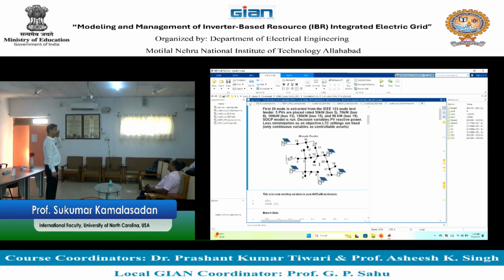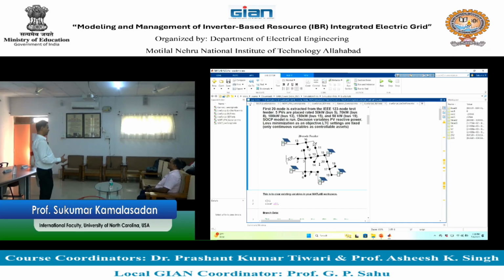IEEE test systems are systems that academics generally use to study an electric grid model. They are developed by a group called IEEE, the Institute of Electrical and Electronics Engineers. They provide power grid models that you can use to analyze a power grid. It can be power flow, optimal power flow, or dynamic and transient stability assessment analysis.